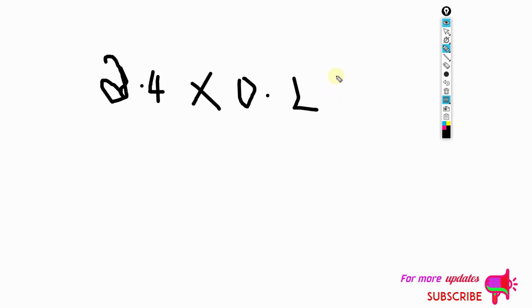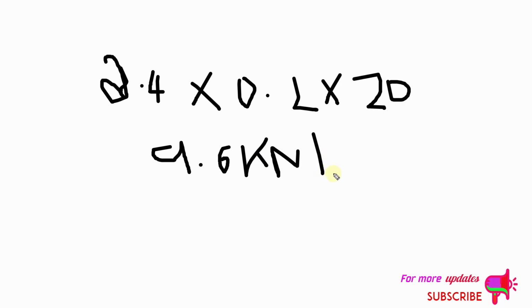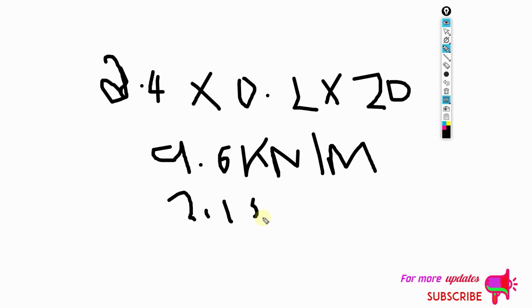So we know that the wall has a height of 2.4. Don't forget about my handwriting. And multiplied by the width of the wall, that is 0.2. Multiplied by the unit weight of masonry block, that is 20. You will get about, let's say, 9.6, right? That is kilonewtons per meter. And then we found that our beam is 2.15 kilonewtons per meter.